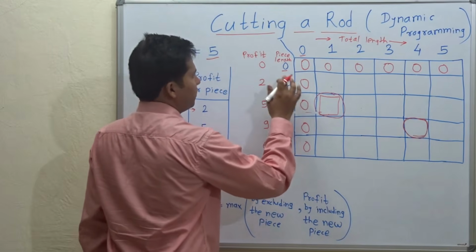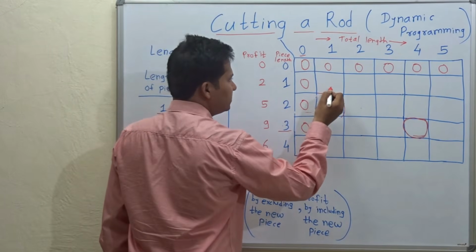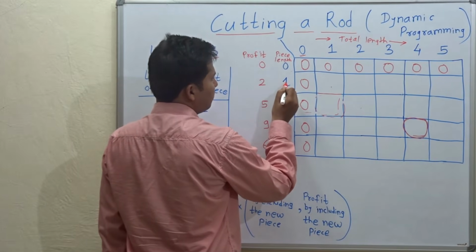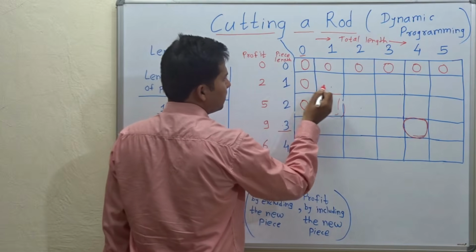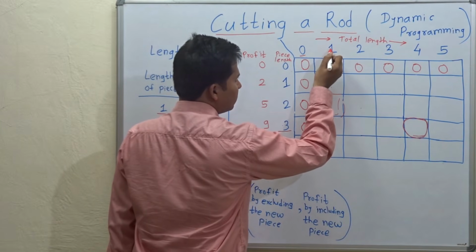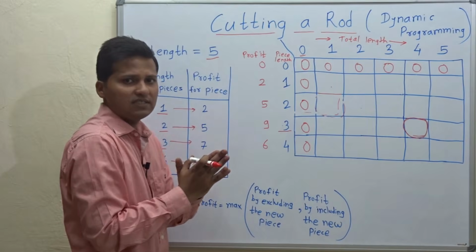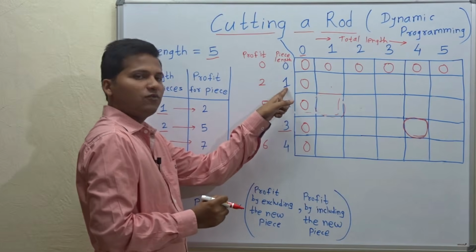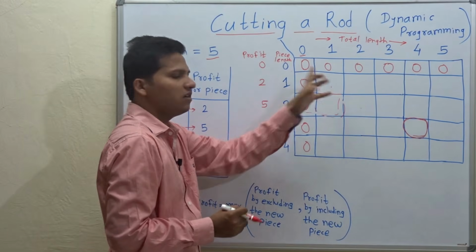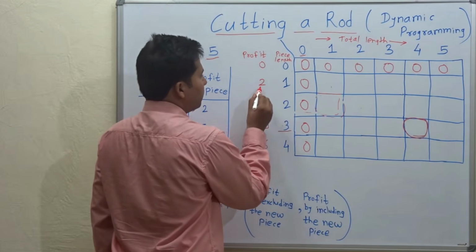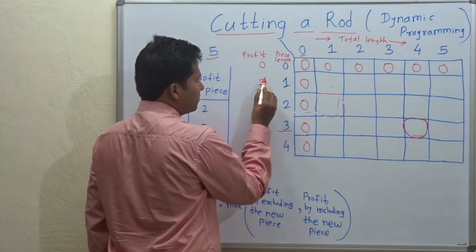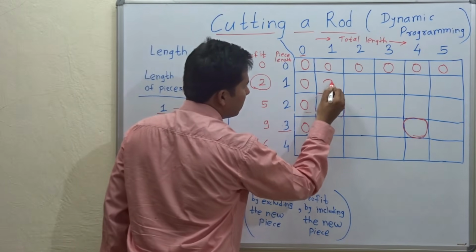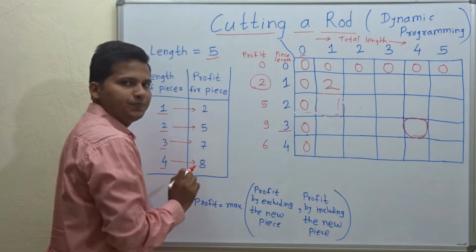Now let's solve. See, the first cell is this cell. Now if you have a piece of length 1 and you want to make a total length of 1, then how many pieces can you take? Yes, only one piece of length 1 because you want to make a total length 1. So we will write the profit of that piece length that is specified here inside this cell. So the profit is 2.